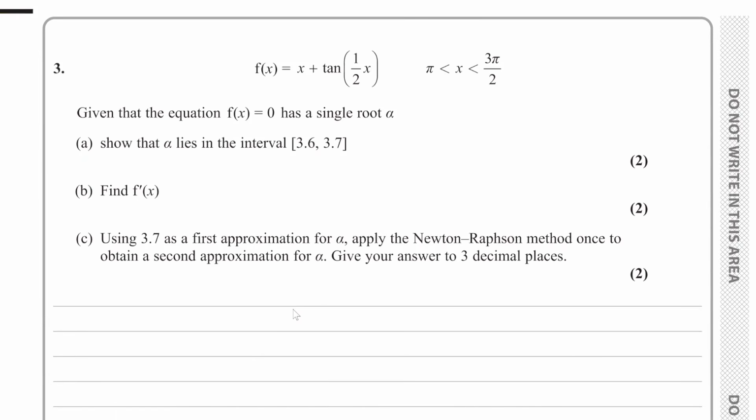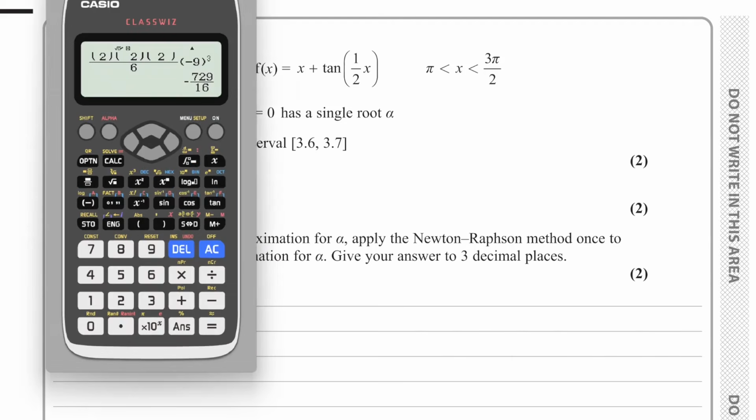Question 3. f of x is x plus tan of 1/2 x. Given that the equation f of x equals 0 has a single root, show that it lies in the interval 3.6 to 3.7. So this is substituting in 3.6, substituting in 3.7, and showing that one's positive, one's negative, so it's crossed at that point. So we're just going to grab the calculator.